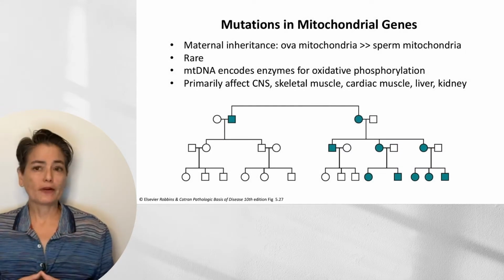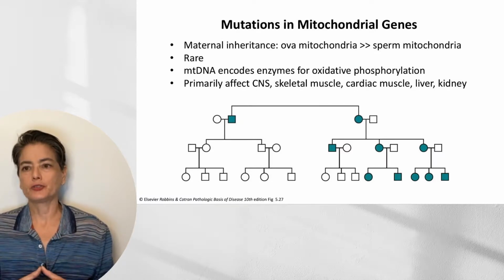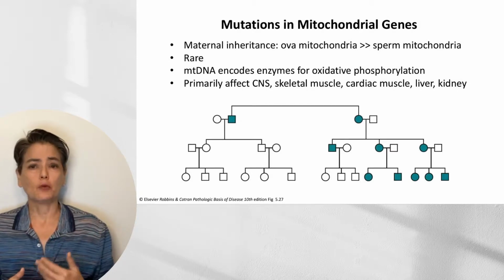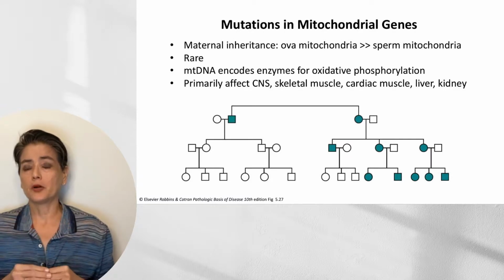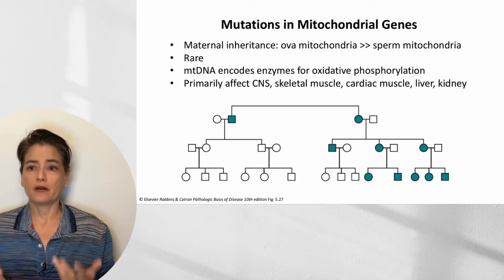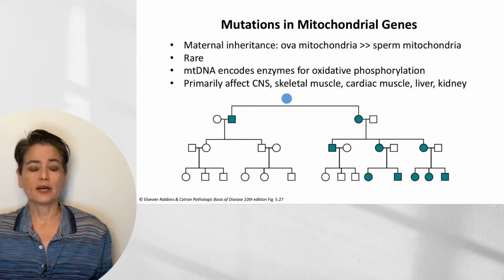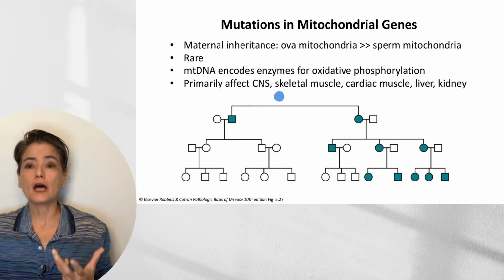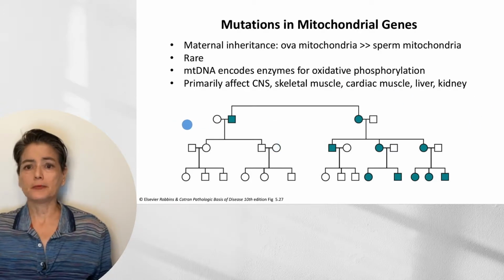So now for our quick flyby, just something that I think is pretty interesting is mutations in mitochondrial genes. Now, as you've all learned, mitochondrial genes show maternal inheritance. This is because the egg is much, much larger than the sperm, so almost all of our mitochondria come from our mothers. Now, mitochondrial DNA is going to encode enzymes for oxidative phosphorylation because that's what the mitochondrion does. And it's going to primarily affect tissues that do a lot of oxidative phosphorylation, such as these. And it's going to show, as I mentioned, this maternal inheritance.